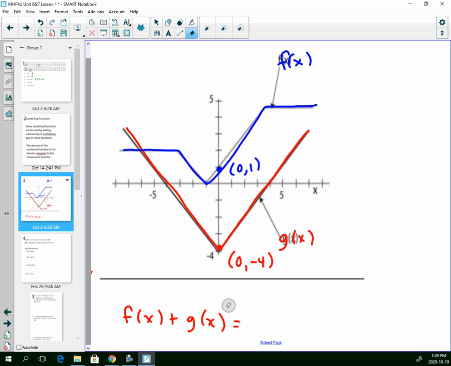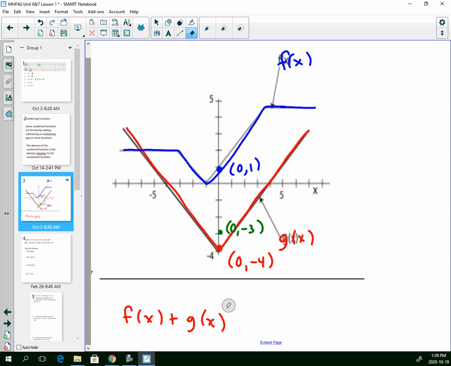In order to add, subtract, or multiply two points together, the x values have to be the same. They have to have the same input to produce an output. You can't add a point here with a point that's over here, because the input's not the same, so it doesn't make sense to add them. So we're going to add these two points together by adding the y values. 0, negative 4 plus 0, 1 would be 0, negative 3. The x will stay the same, and we're just adding the y values together.